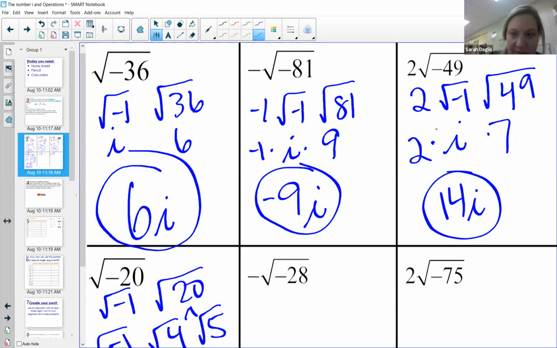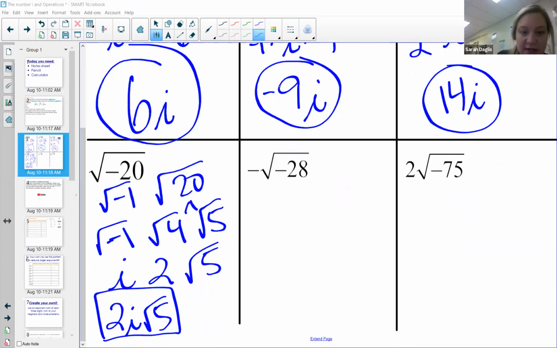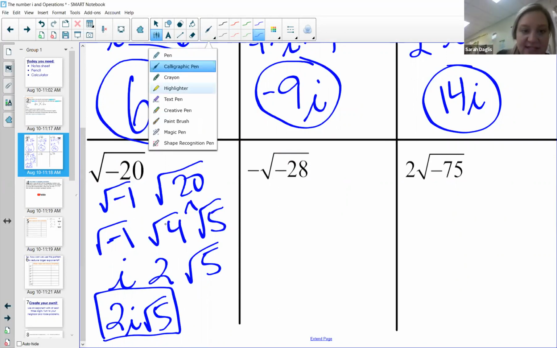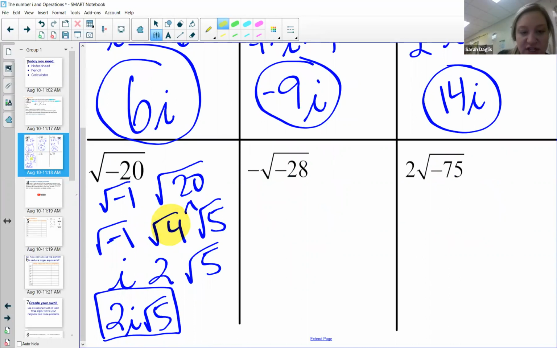All right, someone said what happened to the 4? Oh, okay. So in the problem that we just did, I simplified my radical. So I split apart 20 to be 4 times 5, and then the square root of 4 turned into just a 2 because the square root of 4 is 2. So I'm just simplifying. Good questions. Any other questions?